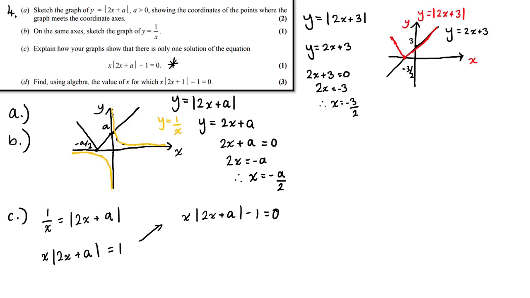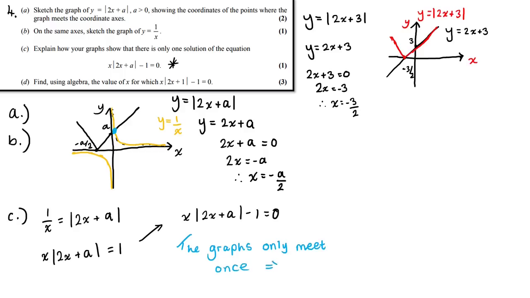And what we can actually notice here is we only have one point where these two curves intersect, and that's this point here. Okay, so they only meet once. So that's how we know there's only one solution of the equation. So the graphs only intersect once, or only meet once.